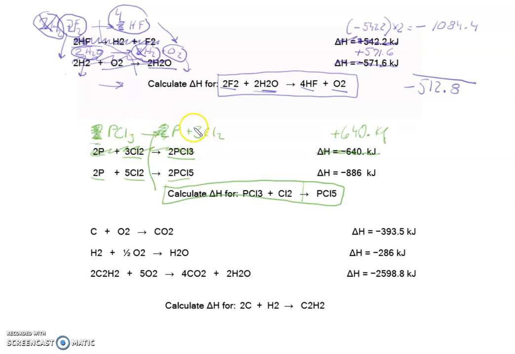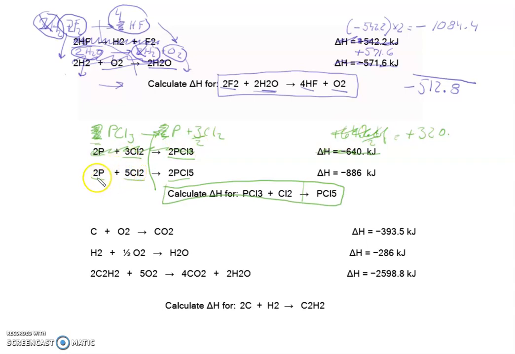Same thing here, 1 phosphorus. And I'm dividing this by 2, so this becomes 3/2 Cl2. Well, again, whatever I do to the equation, I do to this number. So I'm going to divide this by 2, and of course that's going to become positive 320 kilojoules.